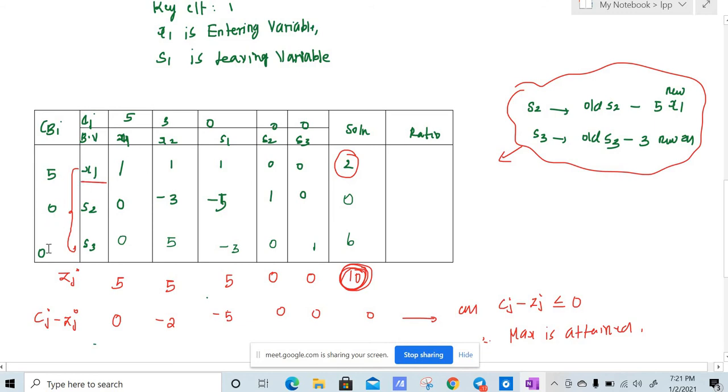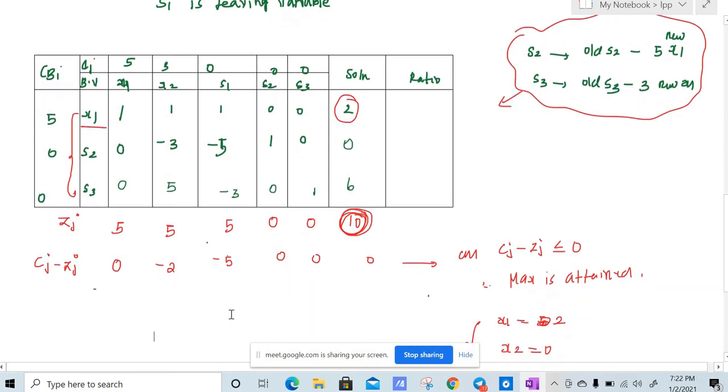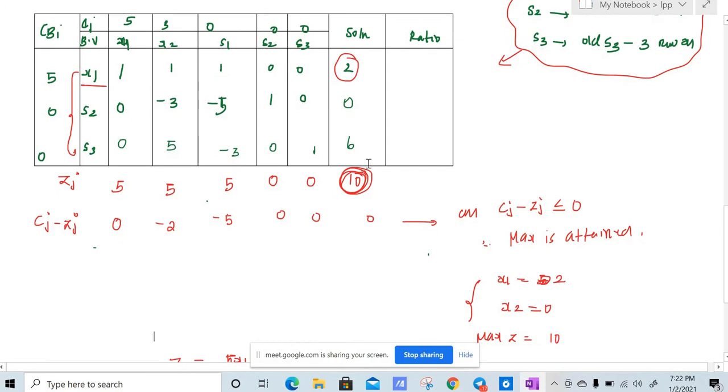Now you find zj: 5 into 1 plus 0 into 0 plus 0 into 0, 5 into 1 plus 0 into minus 3 plus 0 into 5, and you find cj minus zj. You can see all values are less than or equal to 0. That means maximum is attained. And you can see x1 is 2, and there is no x2 x3 inside. If there is no x2 x3, you need to take x2 equal to 0, x3 equal to 0, and the maximum of z is 10.